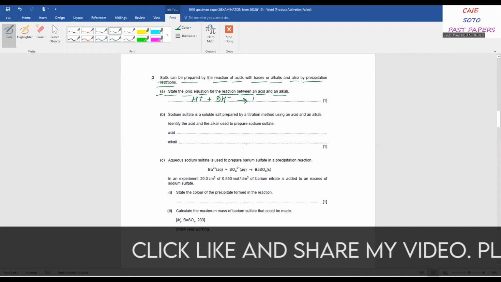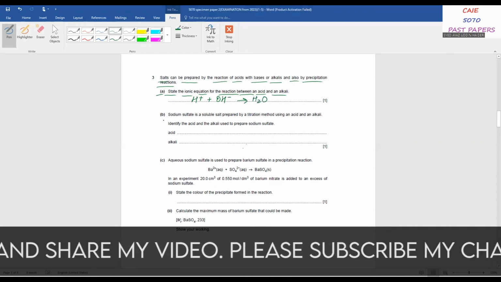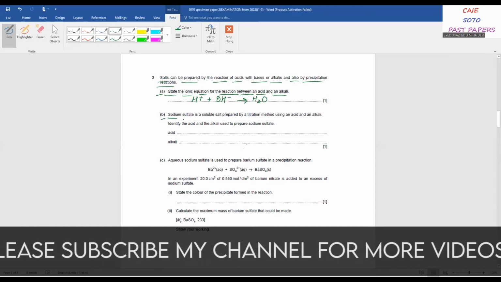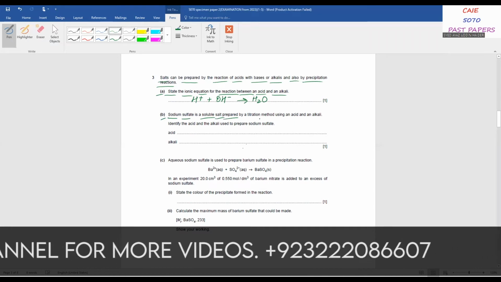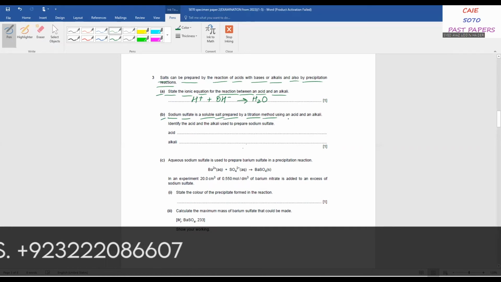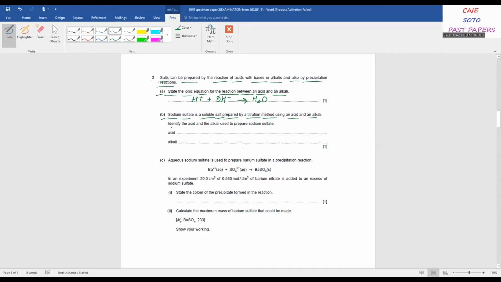So the product will be H2O. Part B. Sodium sulfate is a soluble salt prepared by a titration method using an acid and an alkali. Identify the acid and the alkali used to prepare sodium sulfate. It's very easy. The sulfate ion is coming from the acid, sulfuric acid.